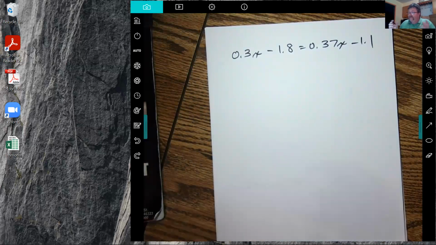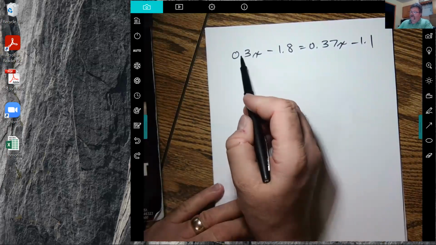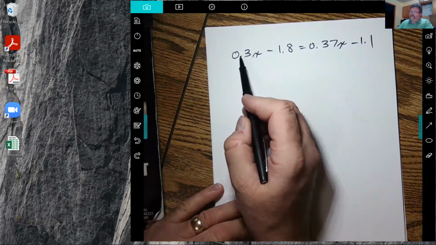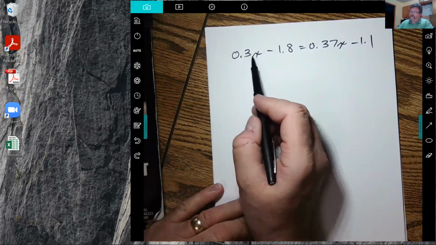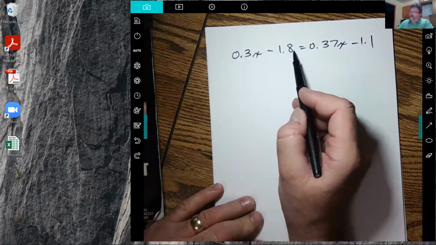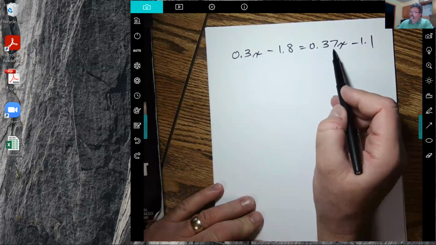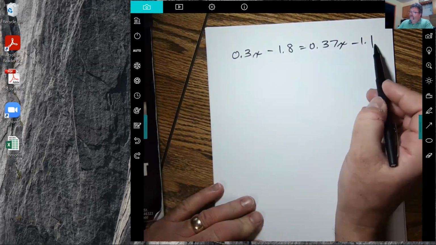Well, if you really, really don't want to deal with decimals, what you can do is ask yourself a question. What would it take to turn that decimal into a whole number? I need one decimal shift, one decimal shift, 2 decimal shifts, 1 decimal shift.